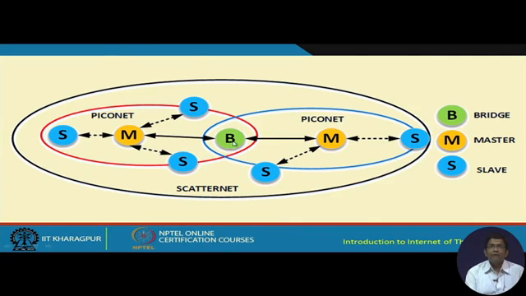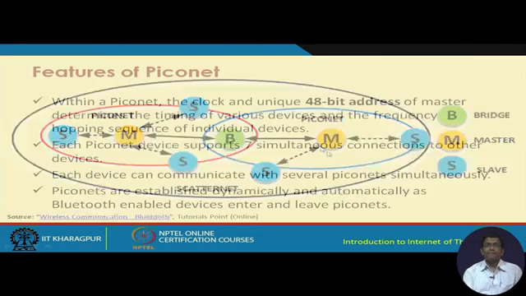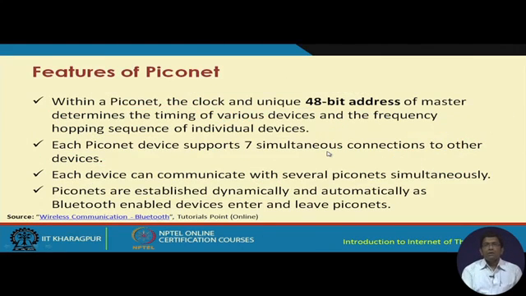In fact, what we could have had is this bridge, which is a slave for this piconet, would have also been configured in such a way that it would act as a master for this piconet. This is also possible. So, the master or the slave, they use the 42-bit addressing. Okay. So, this is the addressing scheme that is used.